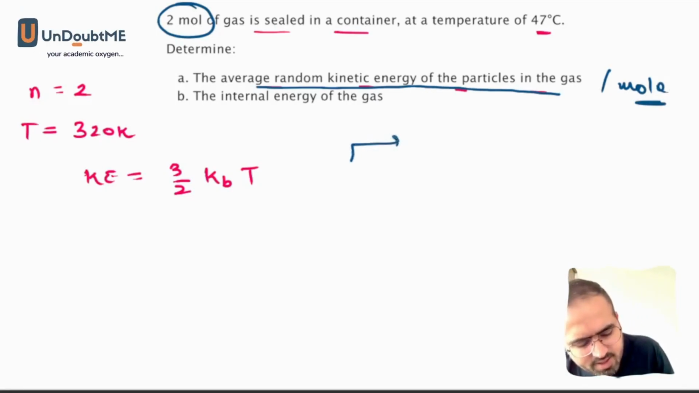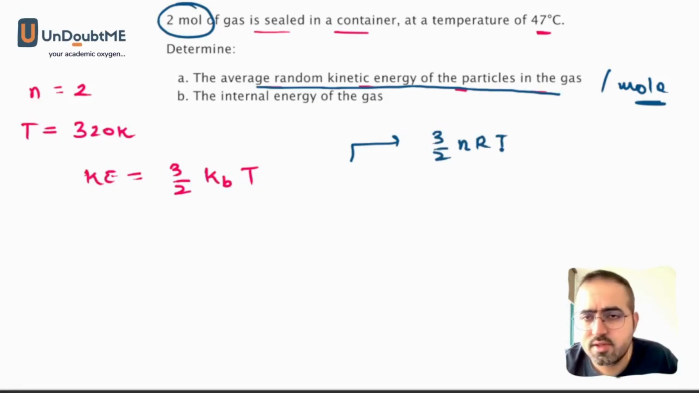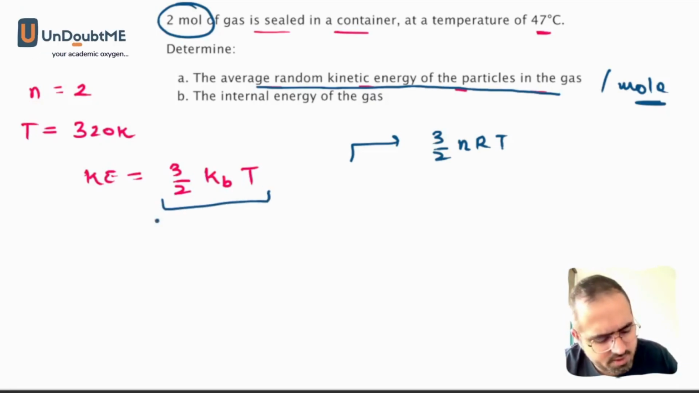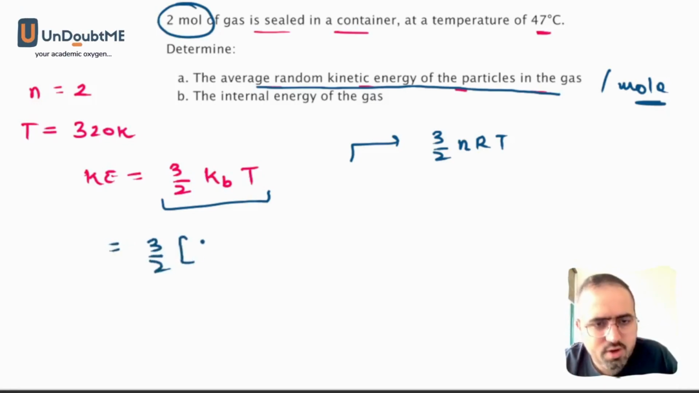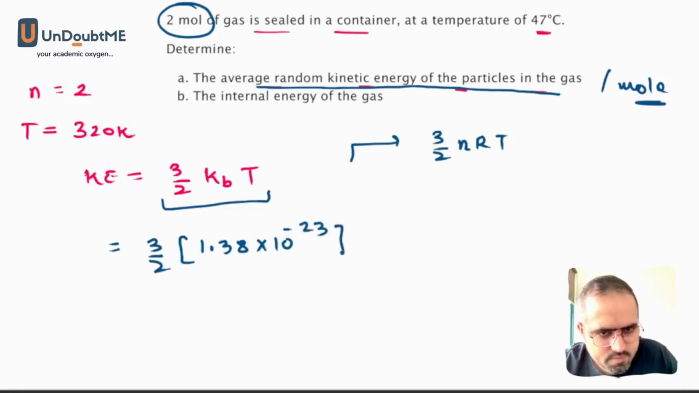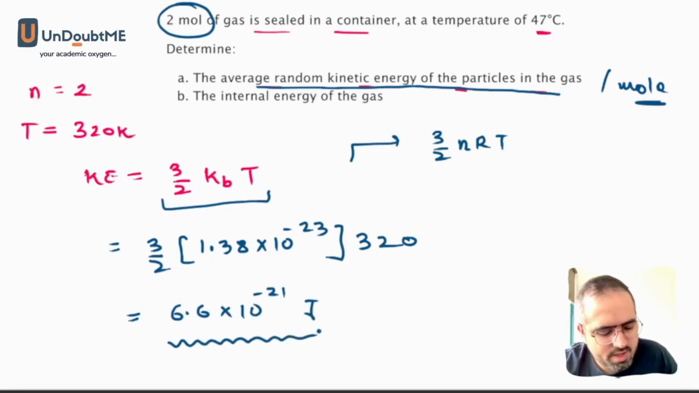Someone can think, for kinetic energy, if I use the other formula, then what will happen? You can definitely use that formula, but then you have to use the value of R directly over there. So just try to understand that: directly use the Boltzmann constant, plug in the values, and you get your answer very easily. So it will be 3 by 2, the Boltzmann constant is 1.38 times 10 to the power minus 23, and the temperature is 320. When you solve it, the value of kinetic energy will be 6.6 times 10 to the power minus 21 joule. So this is how we can get the average kinetic energy of the particle in the gas.